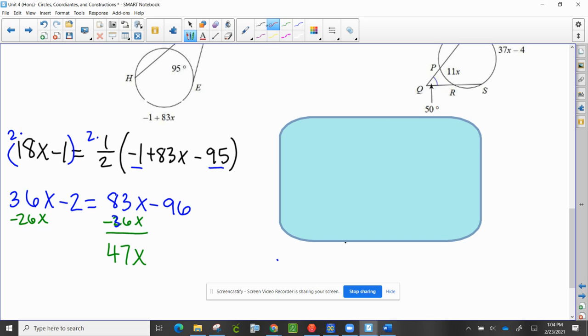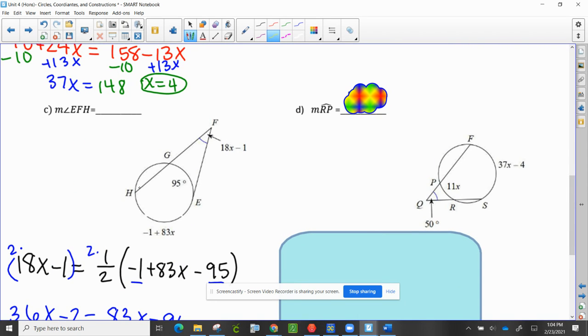Okay, similarly, let's put our constants on the left side. So I'm going to add 96 to both sides. So it's going to be equal to 94. If I solve for x correctly, divide both sides by 94, I should get x is 2. Now remember, x is 2, but that's not what they asked us to find. They asked us to find the measure of angle EFH.